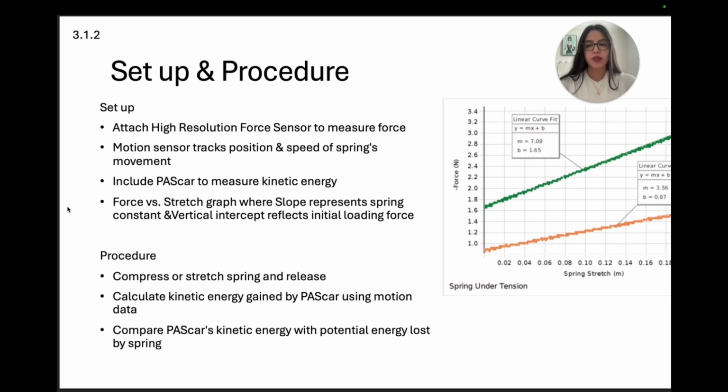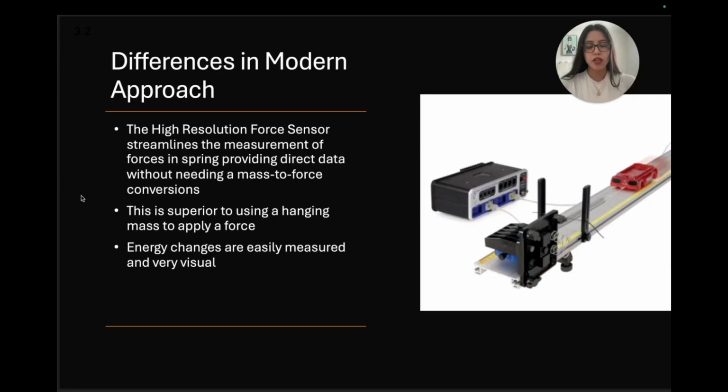The procedure is to compress or stretch the spring and release. Calculate the kinetic energy gained by the PASCO cart using motion data, and compare the PASCO cart's kinetic energy with the potential energy lost by the spring. So this modern experiment does have differences to the original experiment.